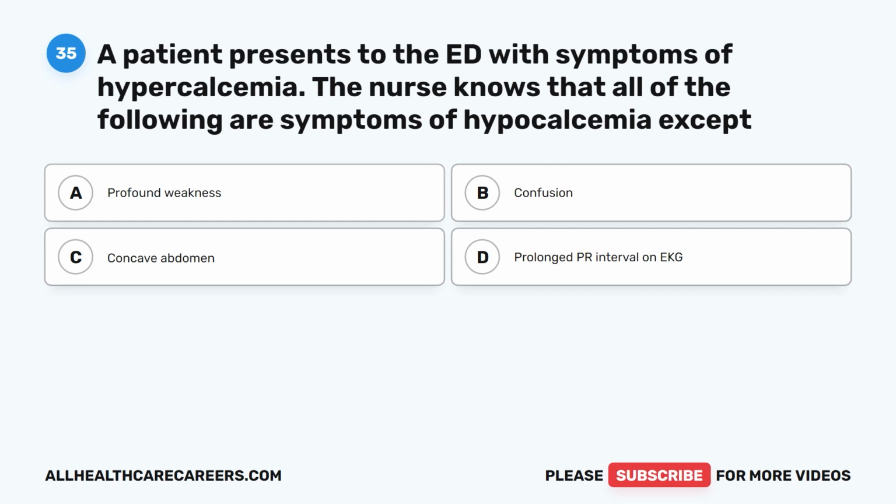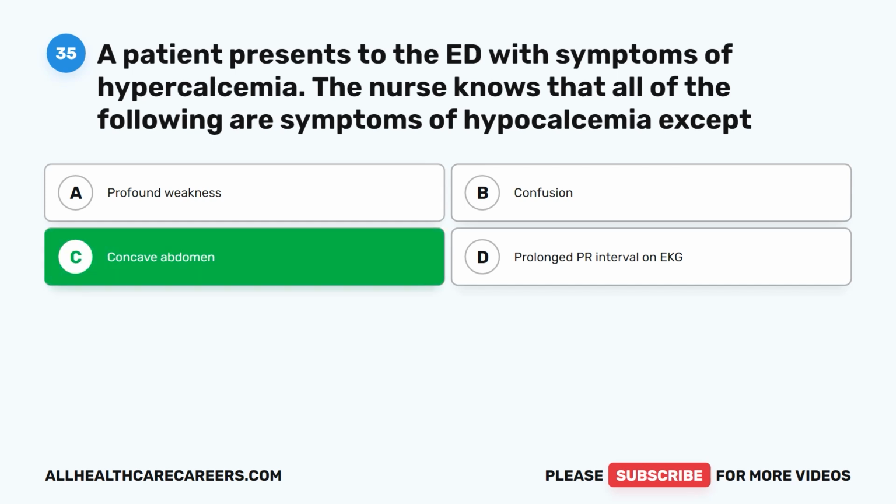Question 35. A patient presents to the ED with symptoms of hypercalcemia. The nurse knows that all of the following are symptoms of hypercalcemia except A. Profound weakness, B. Confusion, C. Concave abdomen, D. Prolonged PR interval on EKG. The correct answer is C.